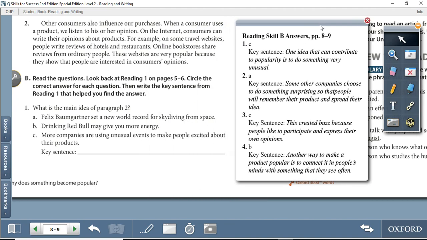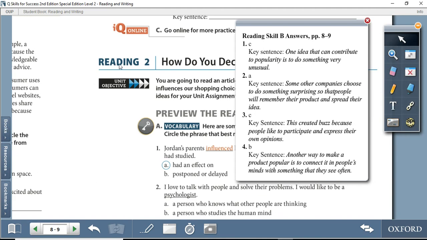Number 1, what is the main idea of paragraph 2? So go back to paragraph 2 and decide which is it. Is it A, B, or C? The correct answer is C. More companies are using unusual events to make people excited about their products. And the key sentence in paragraph 2 is, one idea that can contribute to popularity is to do something very unusual.